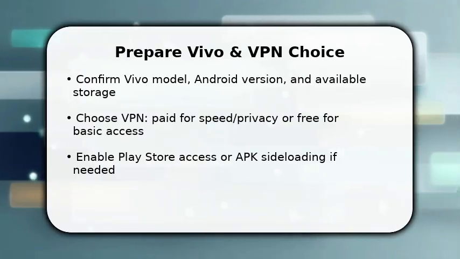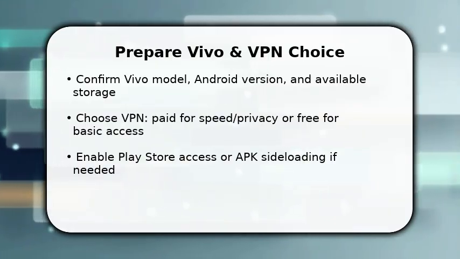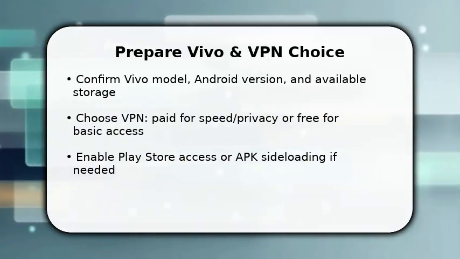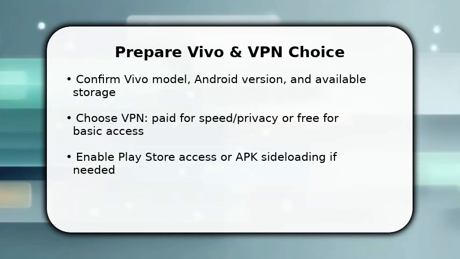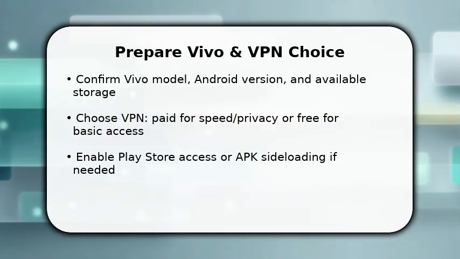You start by checking your Vivo phone and picking the right VPN. Confirm Android version and storage so the app installs cleanly. Decide why you need a VPN, privacy, streaming, or bypassing region locks, because that dictates paid versus free choices. Once decided, open Google Play or prepare an APK if Play Store is blocked.